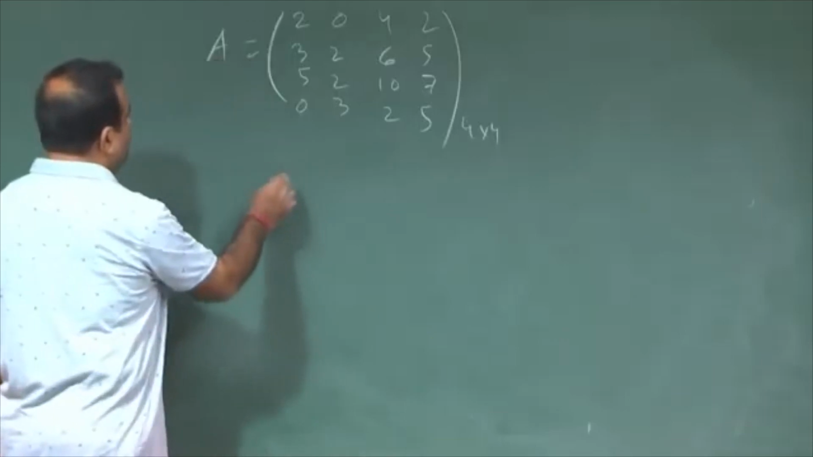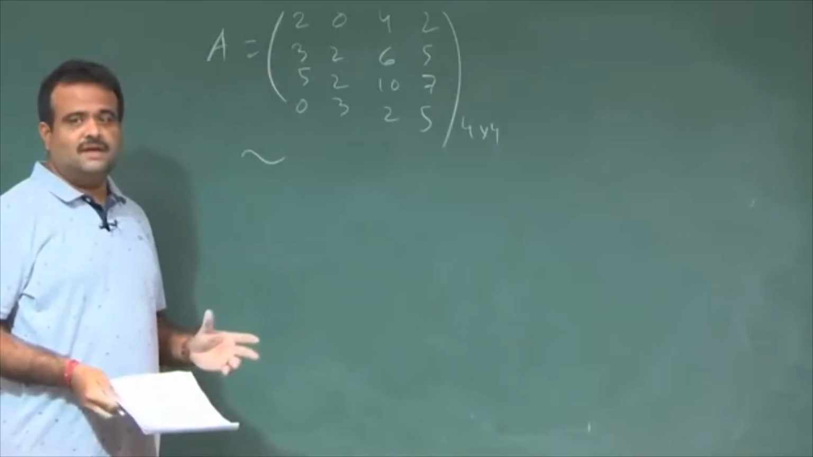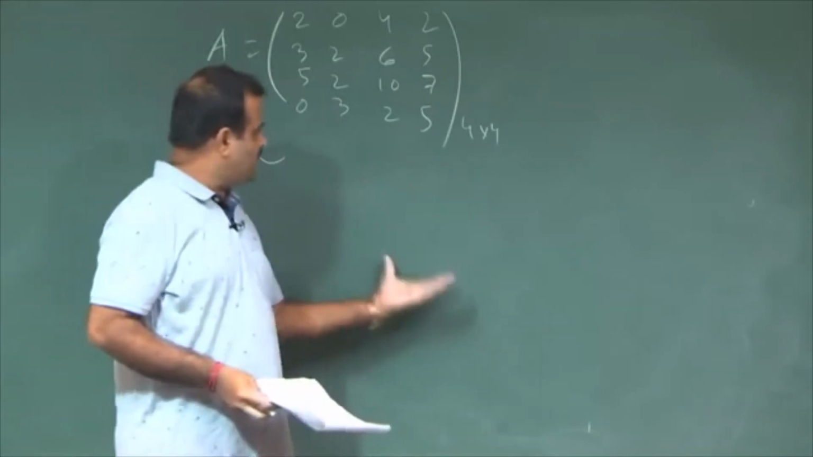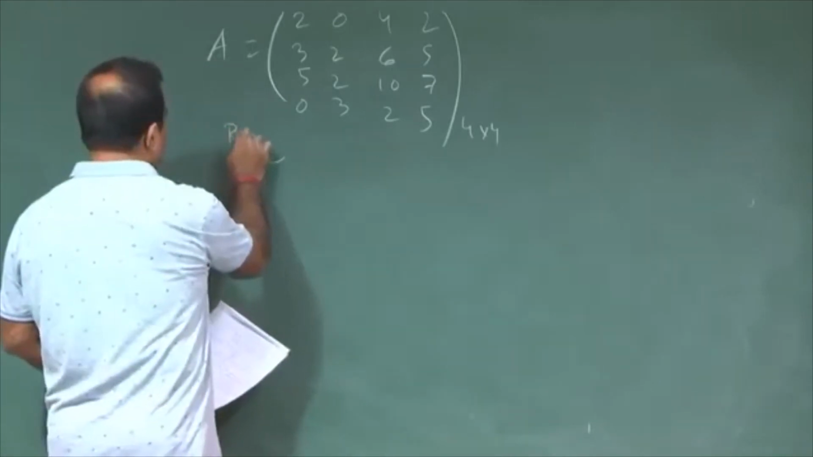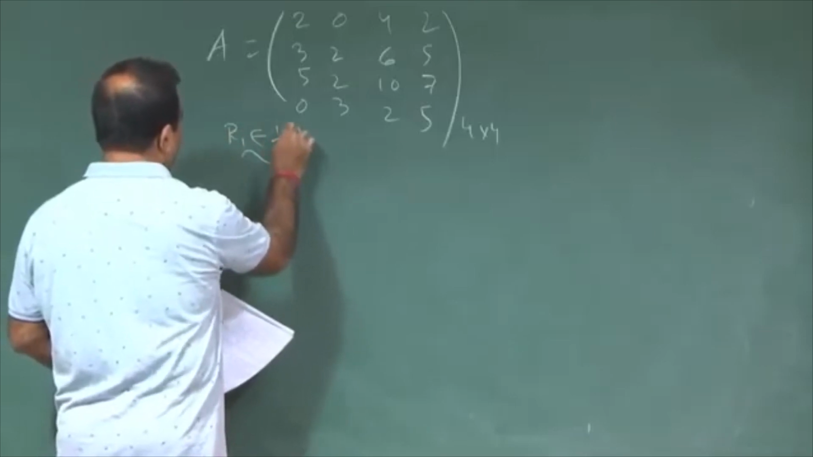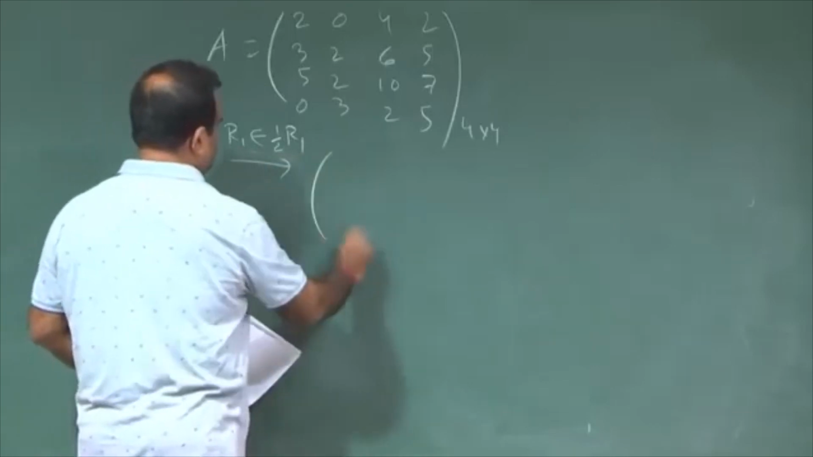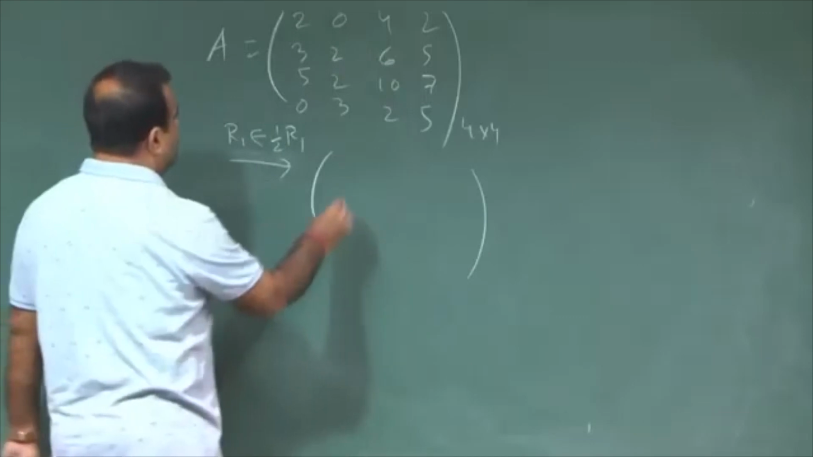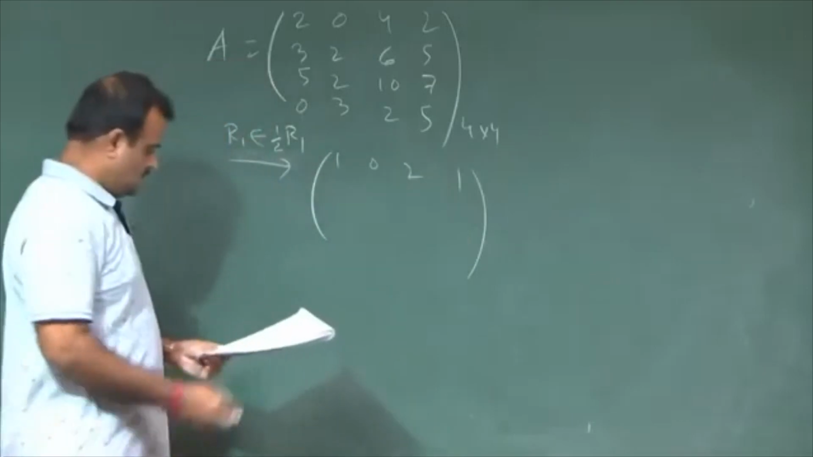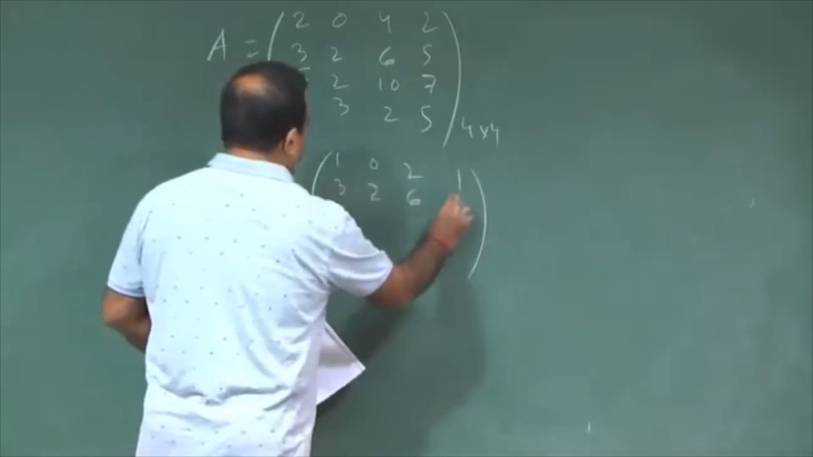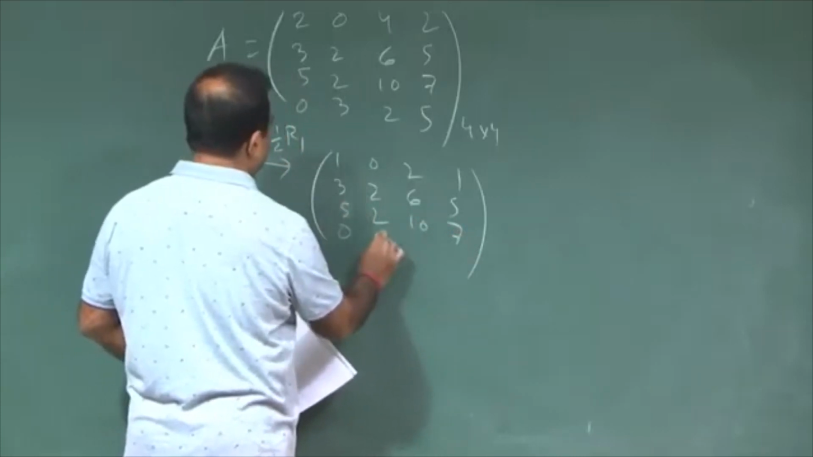Now we will try to apply some row operations on this matrix to get a matrix which contains 0s and 1s. So we do R1 replaced by half into R1, this is one row operation. Then this will be reduced to this matrix. We just divided by 2. So this is 1, this is 0, this is 2, this is 1. This is 3 2 6 5, 5 2 10 7, 0 3 2 5.